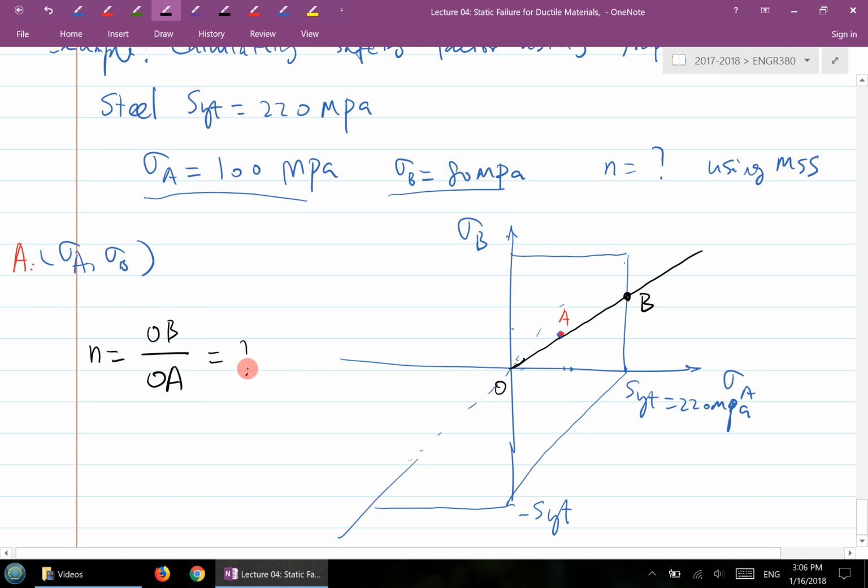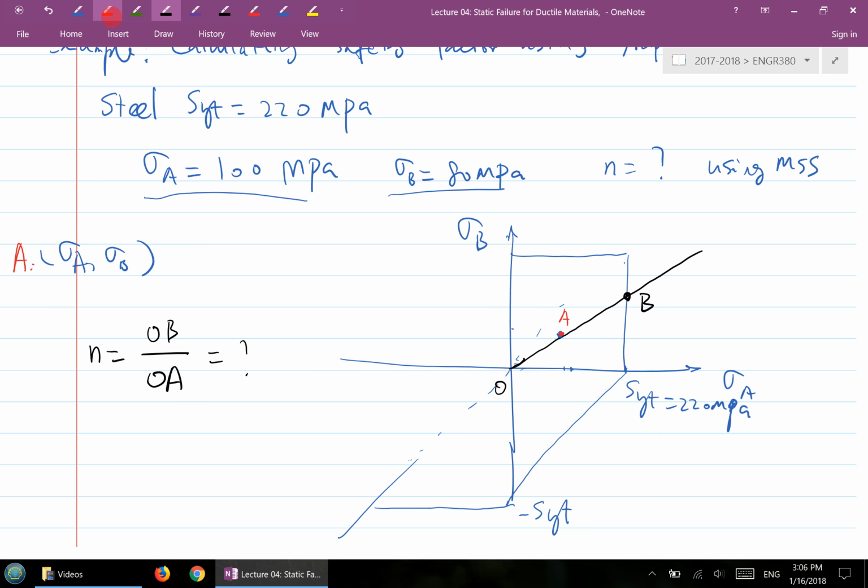So again, you have to do a division here, right? So that's graphically how you can get the safety factor. This is actually quite an interesting thing if you look into this a little bit deeper.